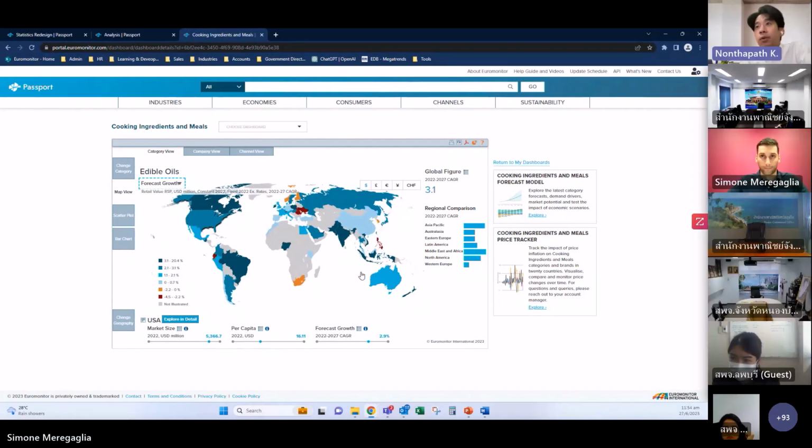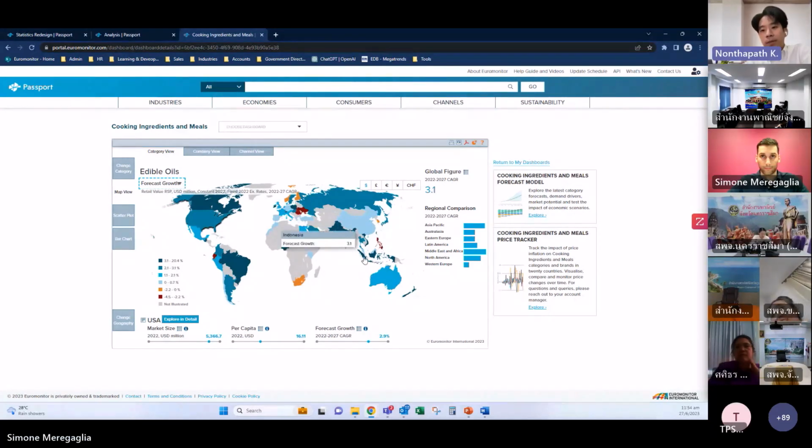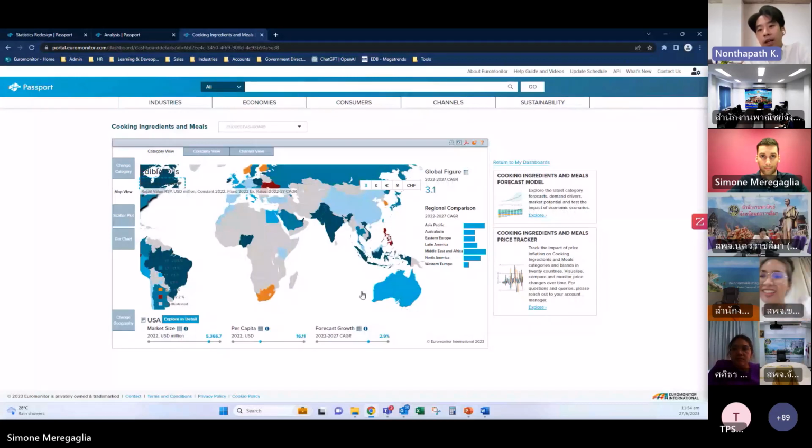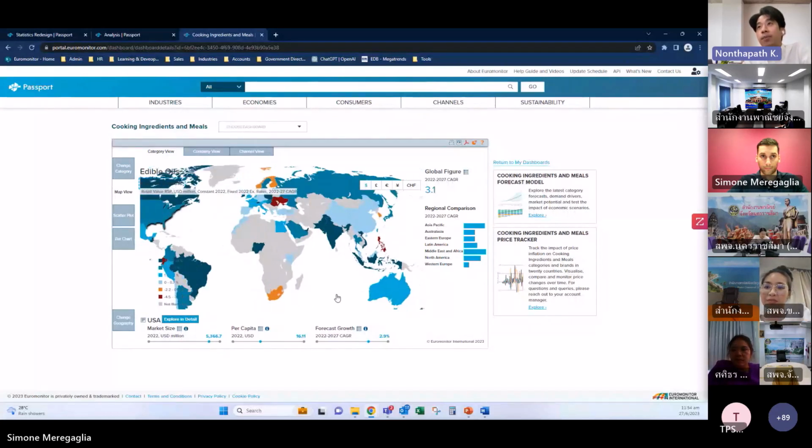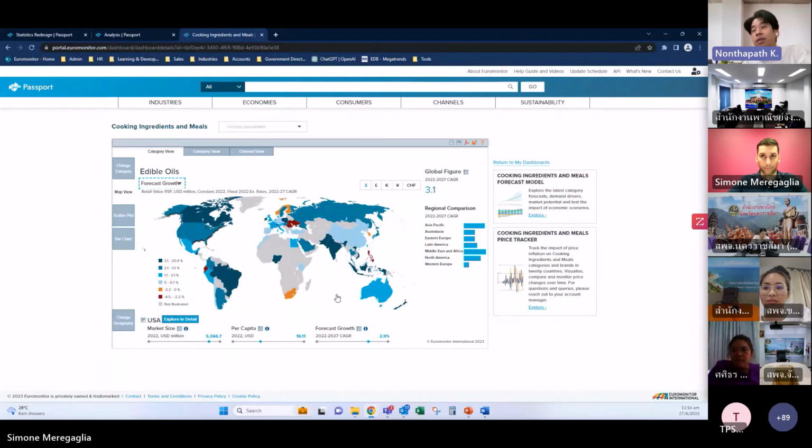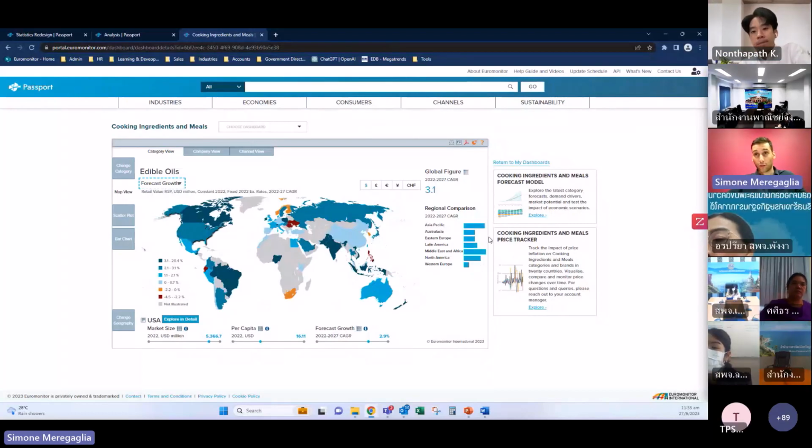And of course it changes a lot, both from a regional perspective where Middle East and Africa is forecasted to grow a lot. Of course, Asia Pacific retains a very fast growth compared to all the other regions.